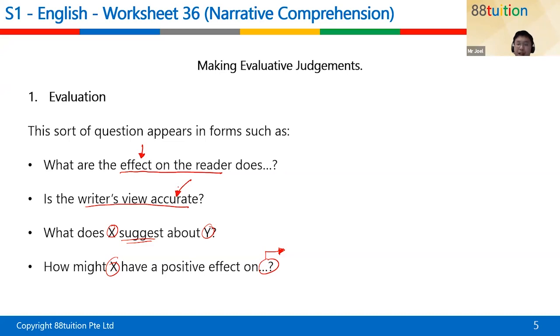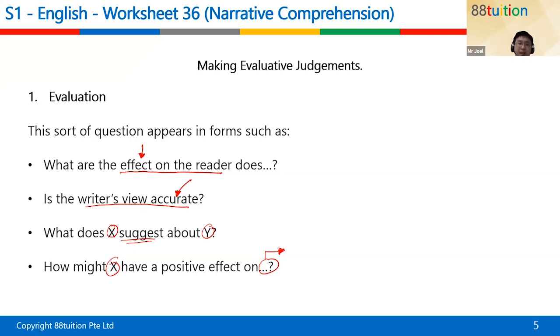Why is it accurate or why is it not accurate? And sometimes for questions like these, boys and girls, there is actually no one correct answer. It's how well you can argue that your answer is correct that actually determines whether you get it right or wrong. So like this one, is the writer's view accurate? Unless the story is very obvious that the writer is inaccurate or very biased on one side, most of the time you are able to argue whether the writer's view is accurate or inaccurate.